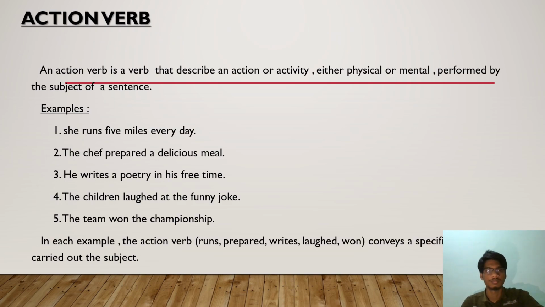First, action verb. An action verb is a verb that describes an action or activity, either physical or mental, performed by the subject of a sentence. Some examples: She runs 5 miles every day. The chef prepared a delicious meal. He writes poetry in his free time. The children laughed at the funny joke. The team won the championship. In each example, the action verbs runs, prepared, writes, laughed, won convey a specific action carried out by the subject. This is about action verb.